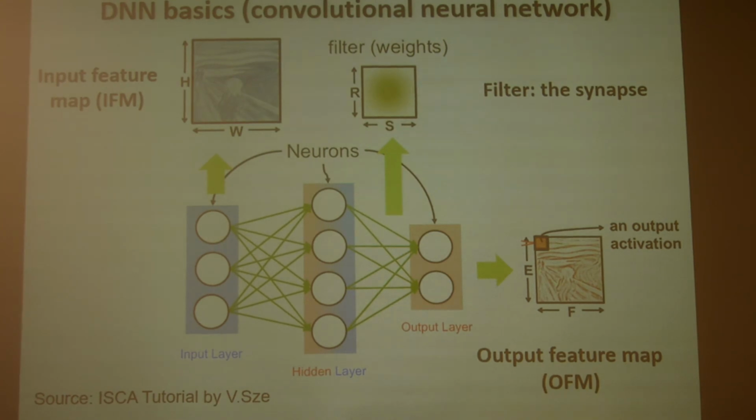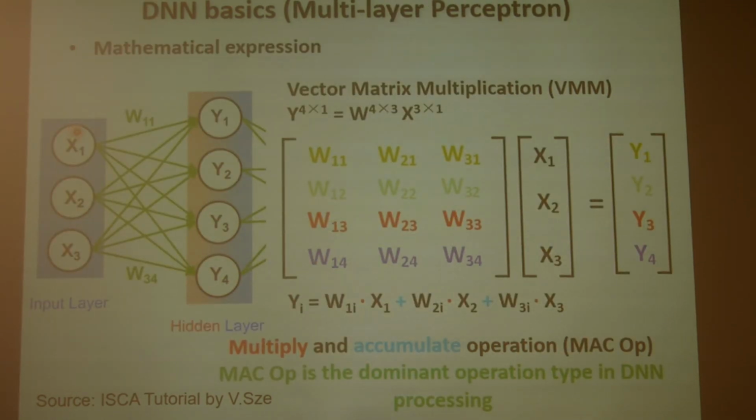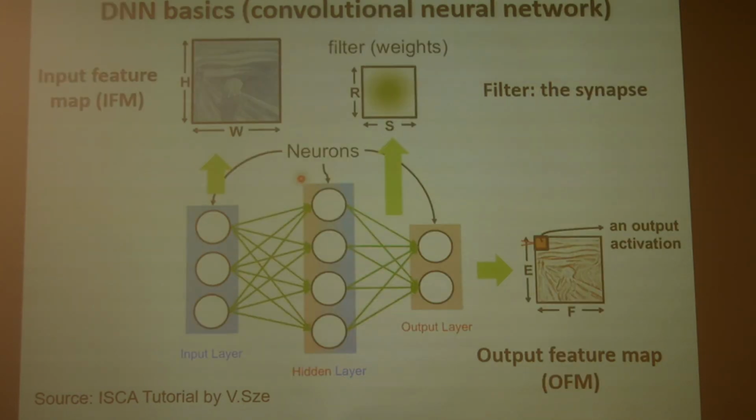And the drawback of the fully connected layer is the scalability. The size of the weight matrix is the number of input neurons times the number of output neurons. So the number of weight parameters will increase drastically if you increase the number of input neurons and output neurons. So the scalability is an issue.